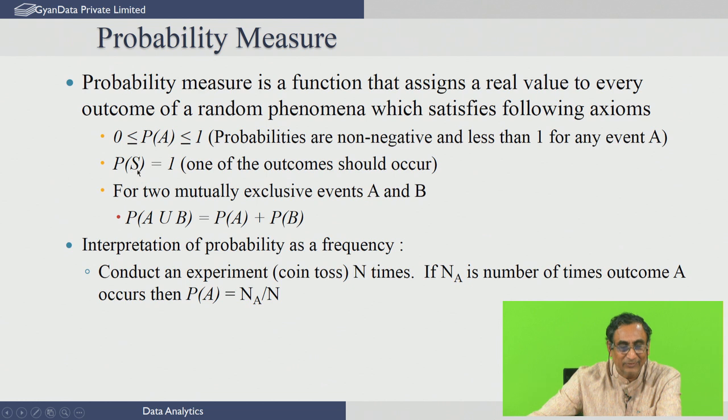Also the probability of the entire sample space should be equal to 1, which means one of the outcomes should occur. That is what it means when we say P of S is equal to 1. And finally the probability measure should also satisfy this condition: if you consider two exclusive events and ask whether one or the other occurs, the probability that either A or B occurs is the sum of the probability of A and the probability of B, if A and B are exclusive events. The notion of exclusive events will be discussed in the subsequent slide. So these are the three rules that you should follow when you assign a probability.